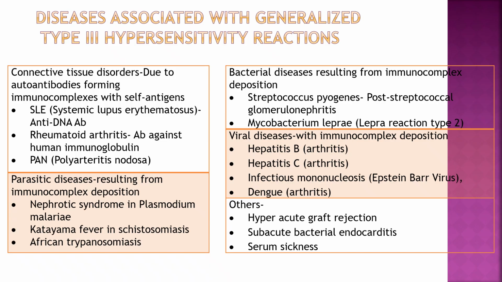Bacterial diseases: Streptococcus pyogenes, post-streptococcal glomerulonephritis, and Mycobacterium leprae, lepra reaction type 2. Viral diseases: hepatitis B, arthritis; hepatitis C, arthritis; infectious mononucleosis, Epstein-Barr virus; dengue, arthritis. Others: hyperacute graft rejection, subacute bacterial endocarditis, and serum sickness.